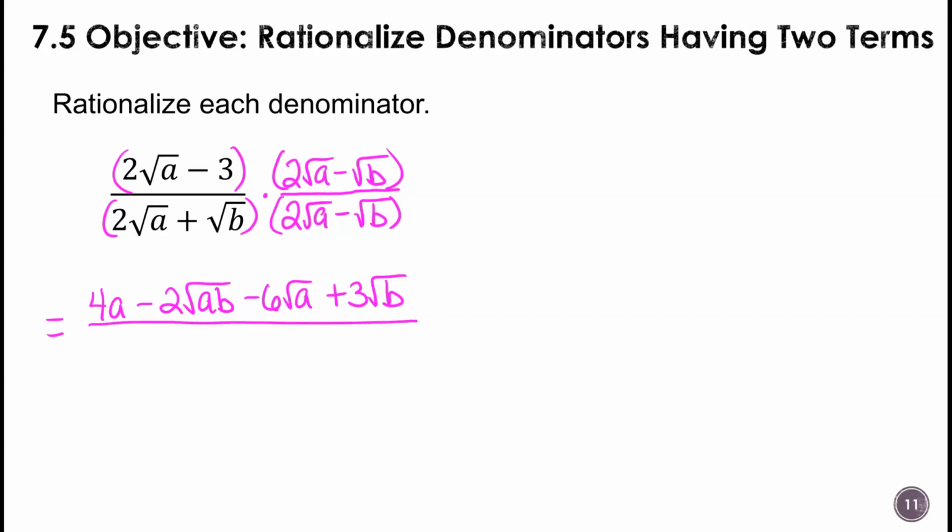And then in my denominator, I'm going to take 2 radical a times 2 radical a. Well, I already know that's 4a. And then radical b times negative radical b is going to be minus b. And the only way I could simplify is if I can factor out a common factor on both numerator and denominator, and I can't. So that means this is it, right? It does not simplify any further.